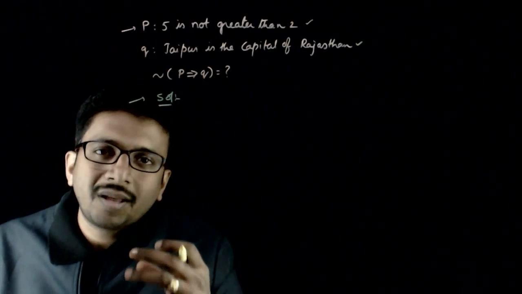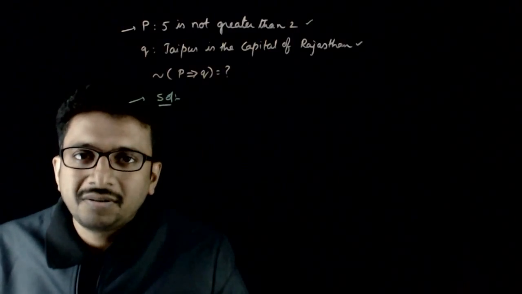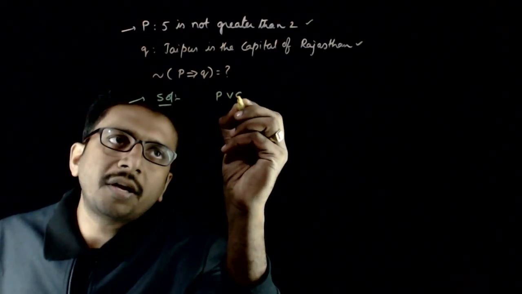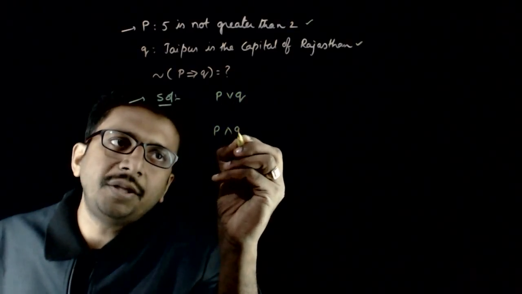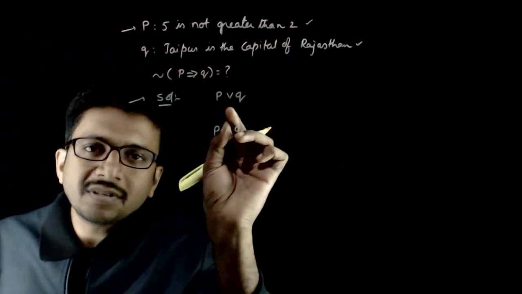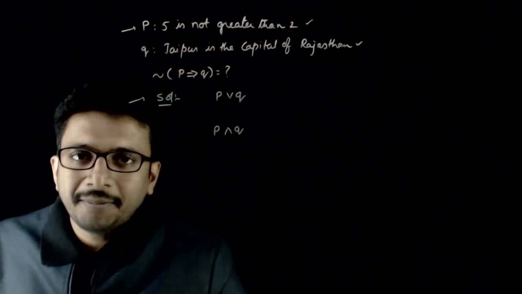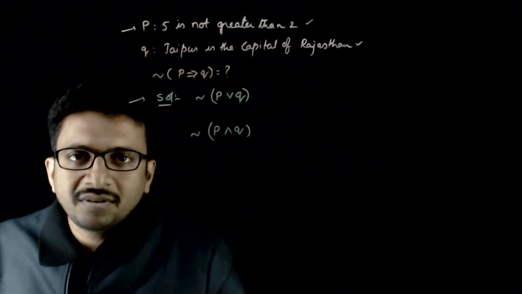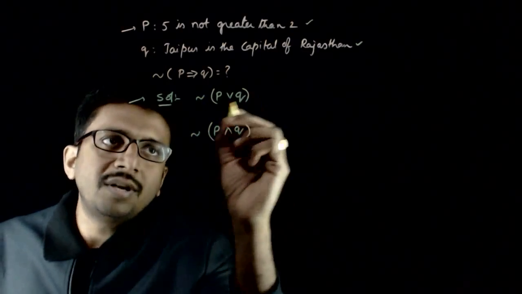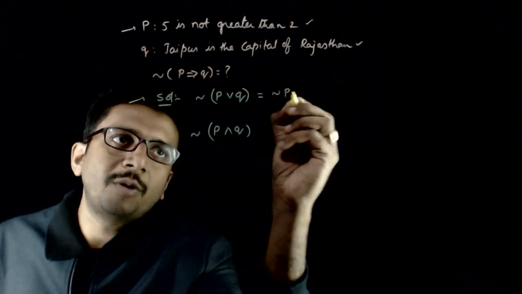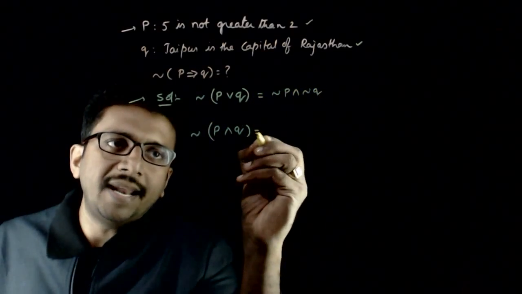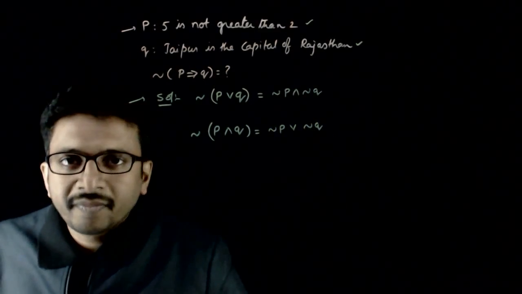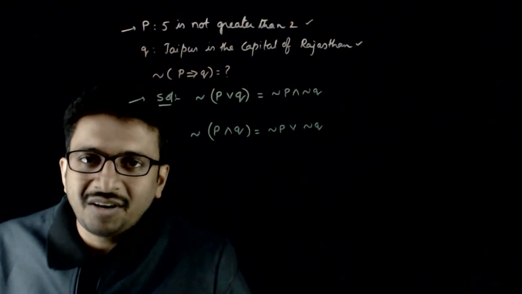What do you know about the theory of negation? If you have compound statements P or Q and P and Q, these are compound statements connected by OR and AND. It is very easy to find the negation of these statements by using De Morgan's laws. The negation of P or Q is not P and not Q, and the negation of P and Q is not P or not Q. And the negation of P implies Q is not very straightforward.